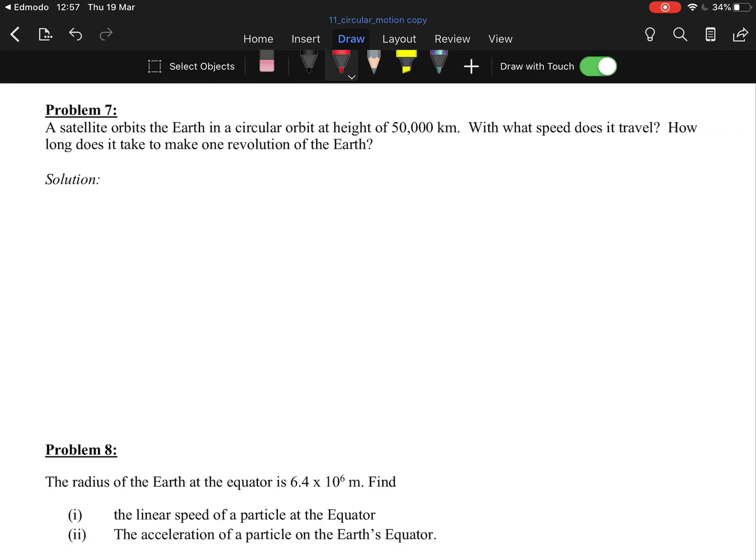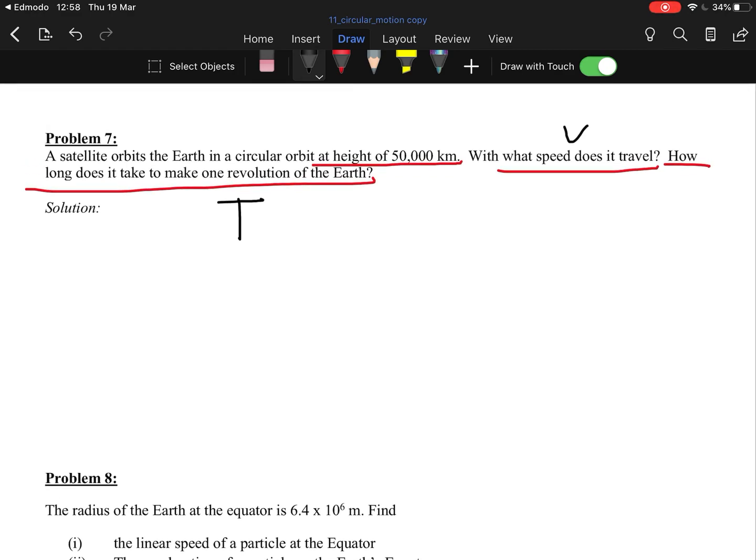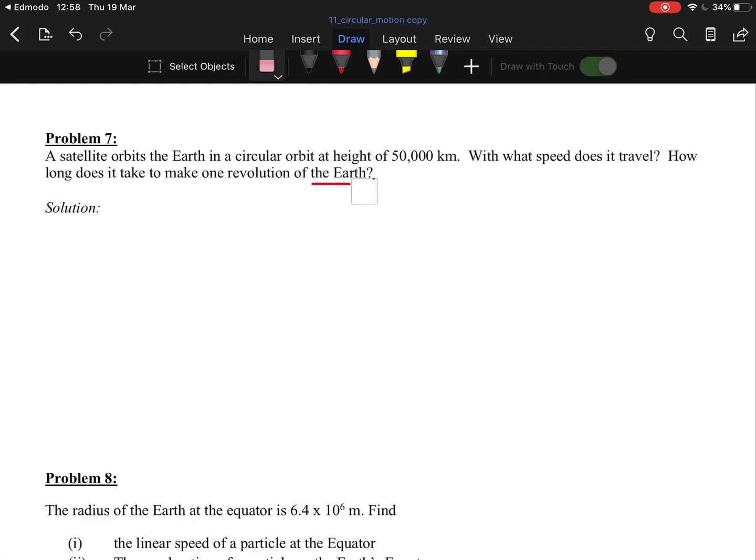A satellite orbits the Earth in a circular orbit, at a height of 50,000 kilometers. I nearly said 50,000 kilometers. All right, so what we're looking for is the speed, which is v, and how long does it take to make one revolution, which is not t, it is periodic time, capital T. So not small t, capital T, periodic time. Okay? And the screen keeps moving the damn thing down, which is irritating me, but we'll just have to get over that. Right. So we list our values on the left-hand side.